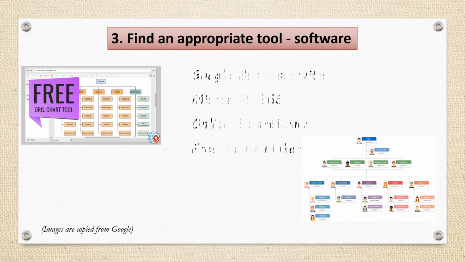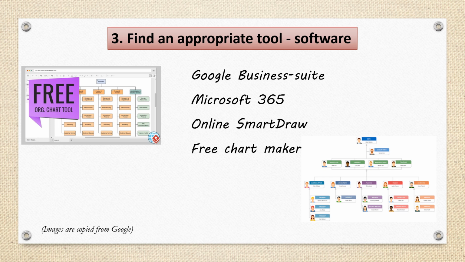After gathering all the information and deciding your chart structure or the type, now it is time to get your hands dirty in finding the right solution or the application to make your hotel organizational chart. You can find plenty of applications, the software in internet free of charge to design your organizational structure. Here I have given few examples. You can use Google Business Suite, Microsoft 365, so and so.